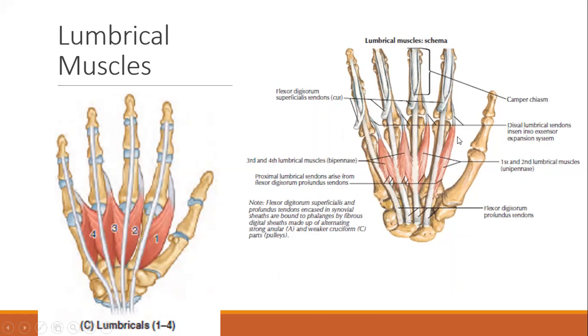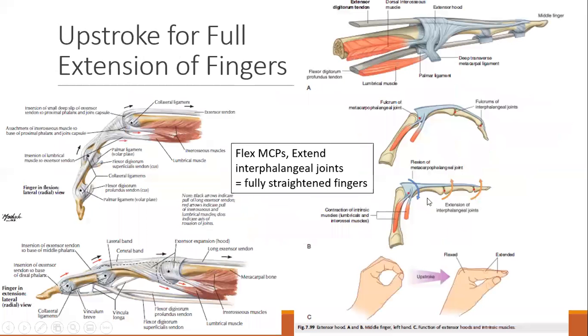So here are your 4 lumbricals. Recall that lumbricals 1 and 2 are innervated by median nerve, but lumbricals 3 and 4 are innervated by ulnar nerve. And again, lumbricals 1 and 2 have 1 muscle belly, so they can be called unipinnate, versus lumbricals 3 and 4, which have 2 muscle bellies, so they can be called bipinnate. They originate from the tendons of your flexor digitorum profundus muscle. This is showing some of the action of the lumbricals and how they help to flatten out your fingers.